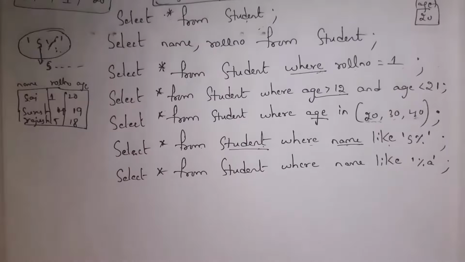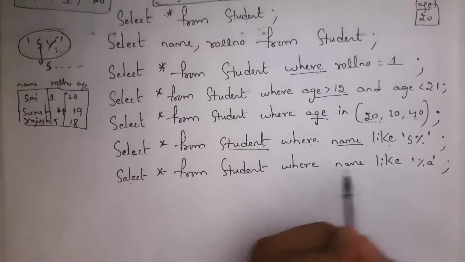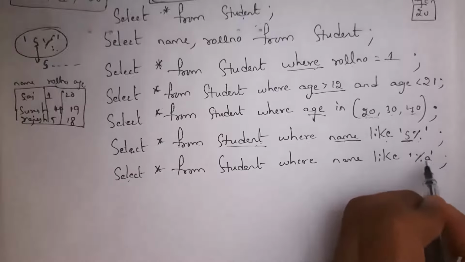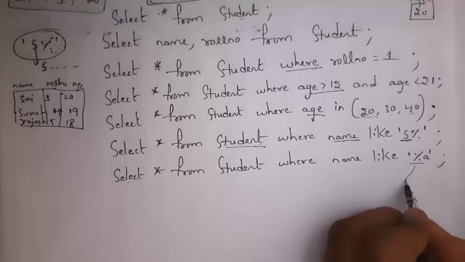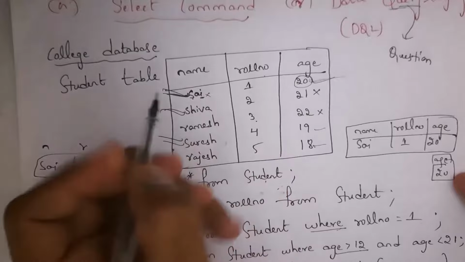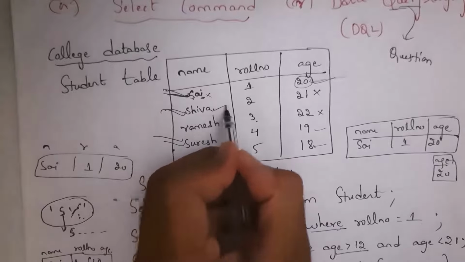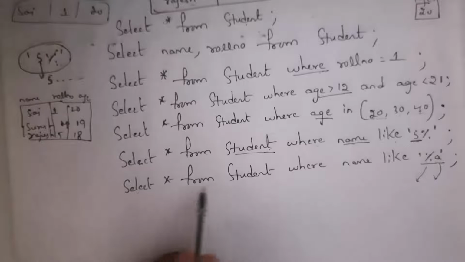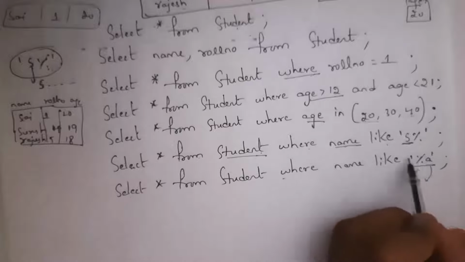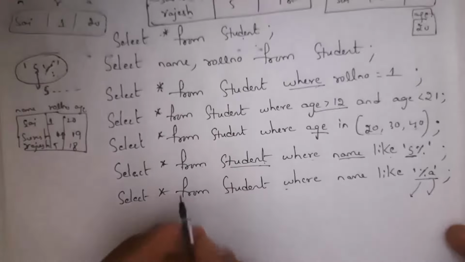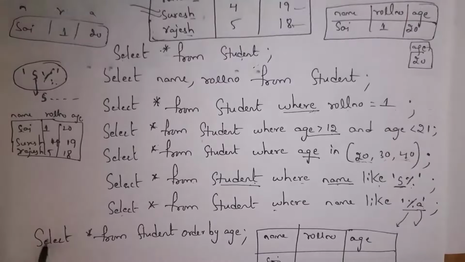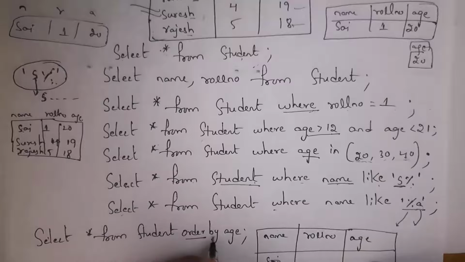This is my output. Next I have written select star from student where name like, and the first time I wrote S percentage, that means the starting letter must be S. This time I have written percentage A, that means any starting letters are accepted but the last letter must be A. If you observe this table, the last letter is not A for the others, and for Shiva the last letter is A, so it is accepted, and the other 3 are not accepted. So whenever I write select star from student where name like percentage A in quotations, it will display the output, that is name Shiva, roll number 2 and age 21.